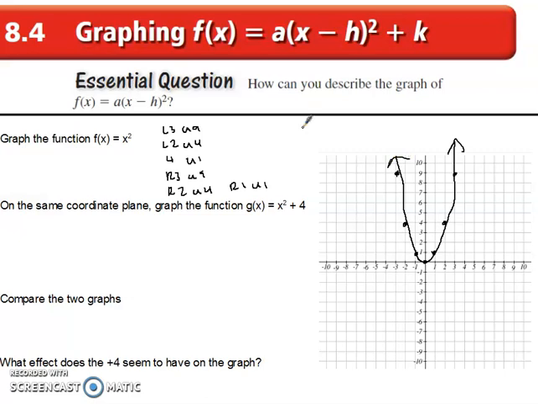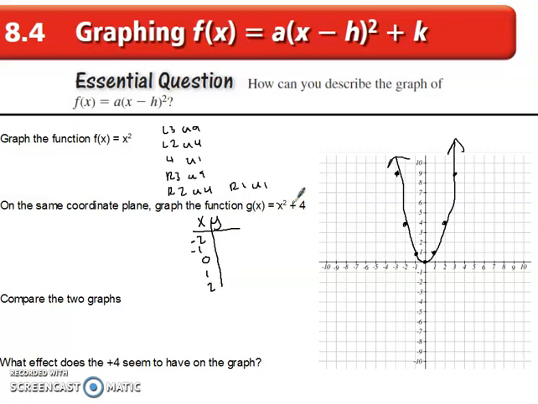Now, to graph the function g of x is x squared plus 4, we still follow the same pattern because the 1, our a value, is still the coefficient on x squared, but we have a plus 4 now. So I'm going to go ahead and create a little chart. We haven't moved this at all to the left or to the right, so I know that my vertex is going to be on 0 for x. I just don't know where it's going to be for y. And I'll plug in a couple numbers to the left, so -1, -2, and a couple to the right.